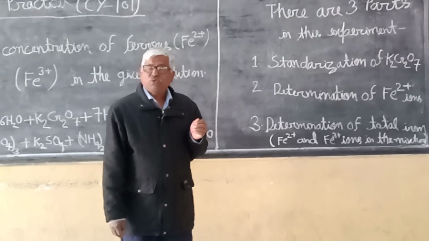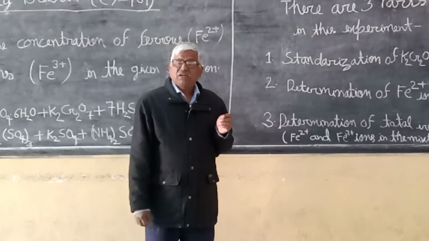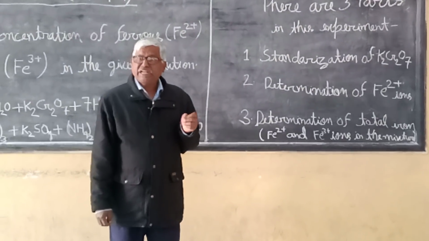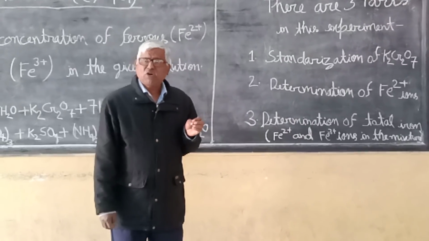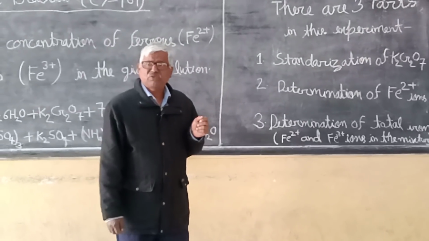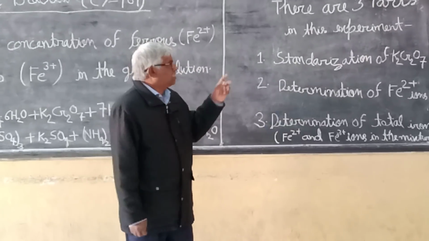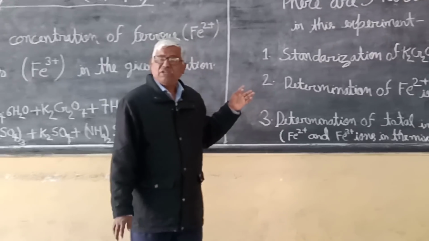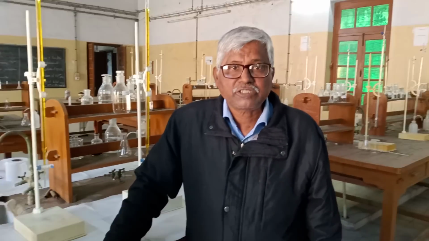From this we get the volume required for this titration for 10 ml of ferrous ammonium sulfate solution. This volume is known as V1, required for this standardization. Now we go to this sheet, and see how we will do this again. Now we start the experiment.